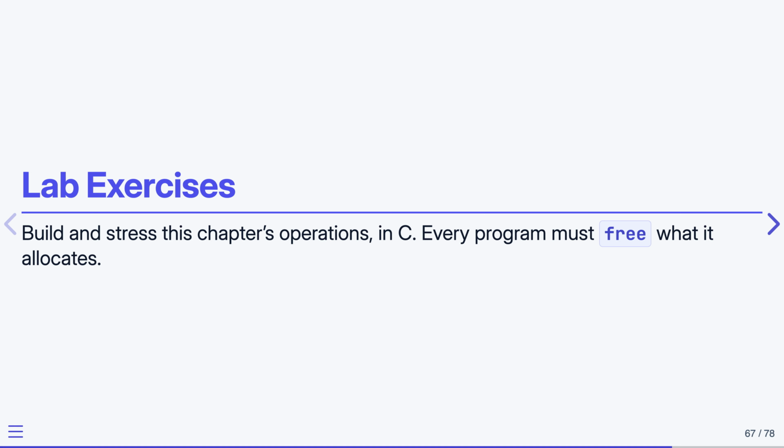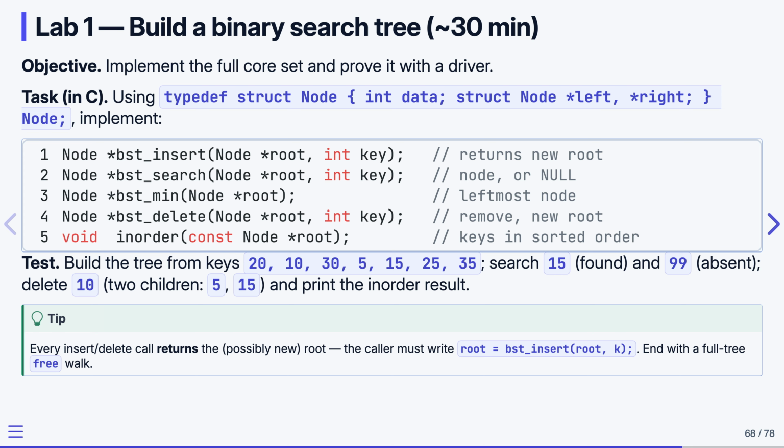Now it is your turn. Let's do the lab exercises. You will build and test this chapter's operations and see one rule for every lab. Every program must free the memory it allocates. Lab 1. This is about 30 minutes.